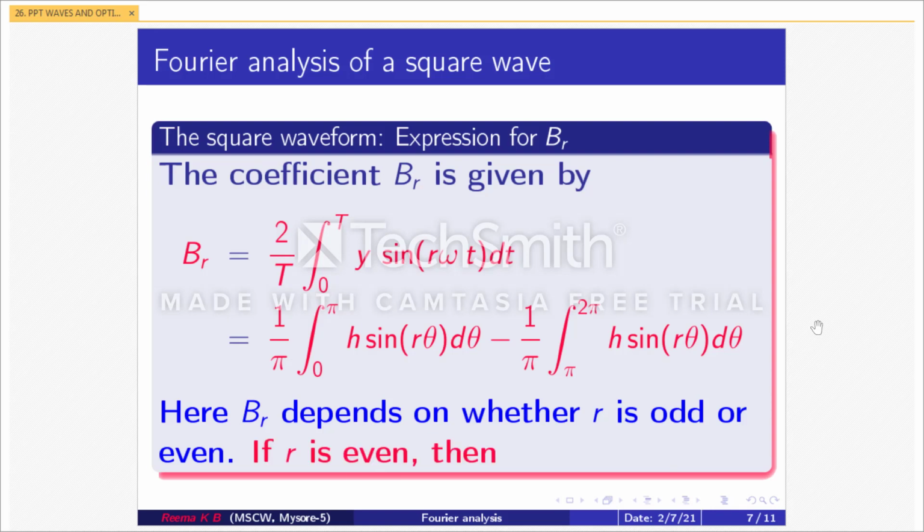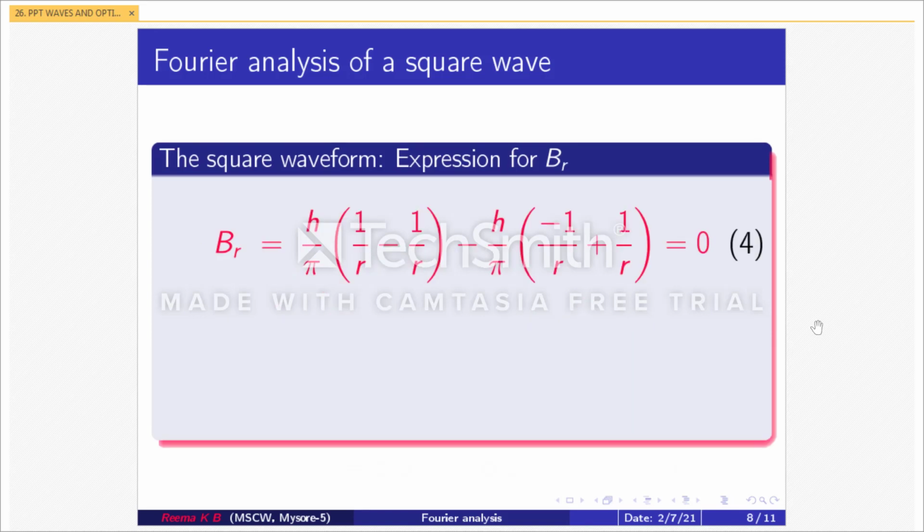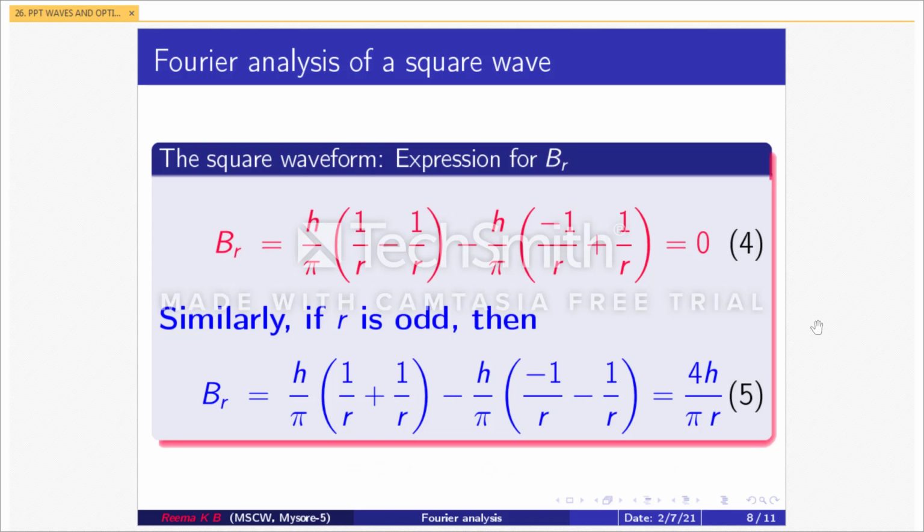If r is even, then BR is equal to H by pi of 1 over r minus 1 over r minus H by pi of minus 1 over r plus 1 over r. This is equal to 0. Let's consider this as equation 4. Similarly, if r is odd, then BR is equal to 4H by pi r. Let's consider this as equation 5.